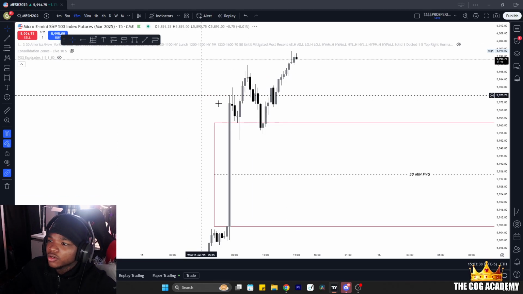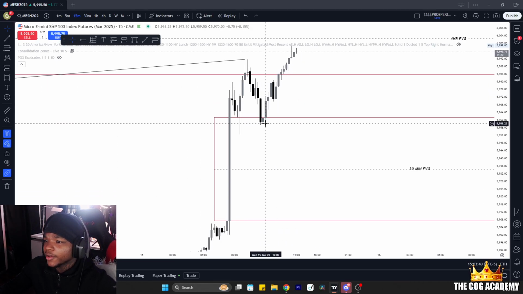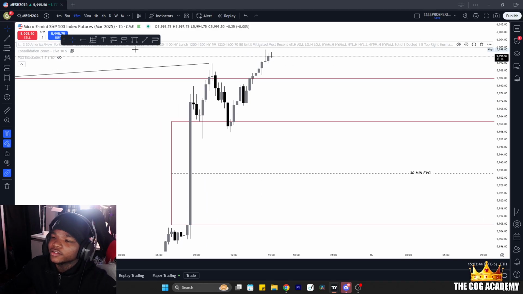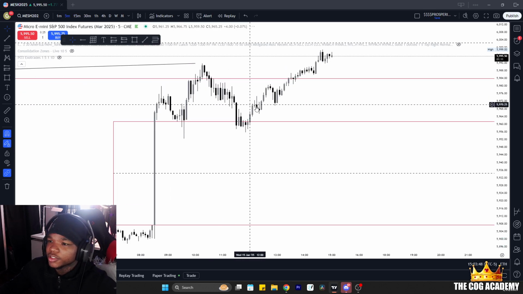So then I scale down to the 15 minute, and we just tapped into that fair value gap. So I'm like, oh my god, this trade is amazing. This trade is perfect. Nope, I missed the entry. So I missed the entry.